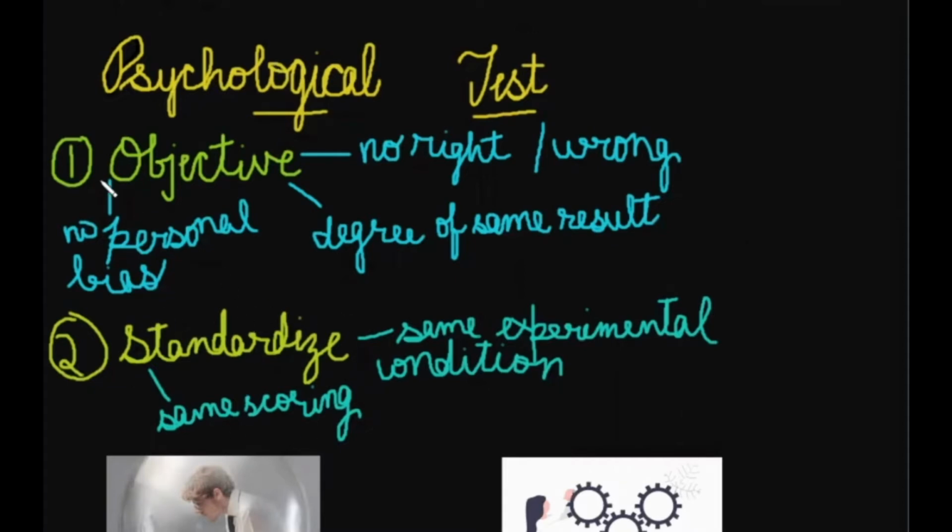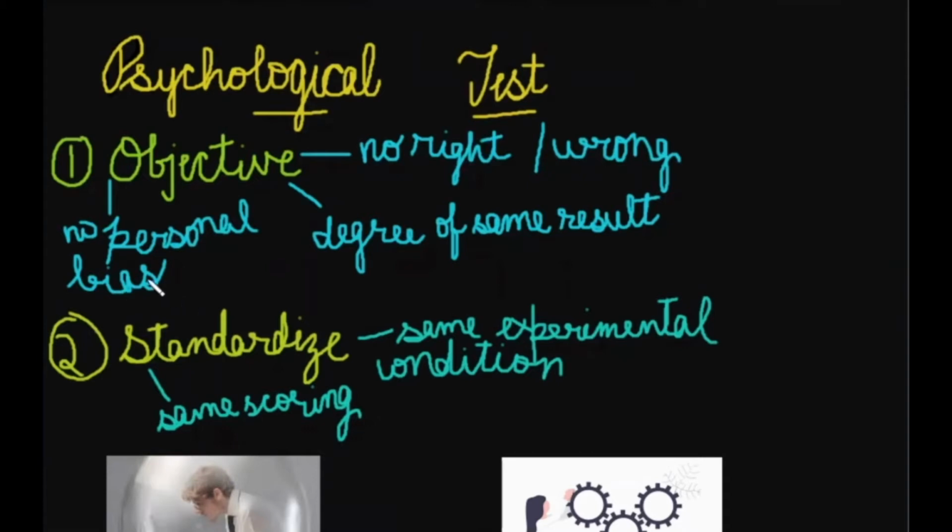All right. Now, what do we mean by objective? When I talk about objectivity, what do we mean by objectivity? Number 1, in objectivity, there is no right or wrong answer. All right. No right or wrong answer means there is no personal opinion or biased judgment, or personal judgment of the individual who scores the answer script.